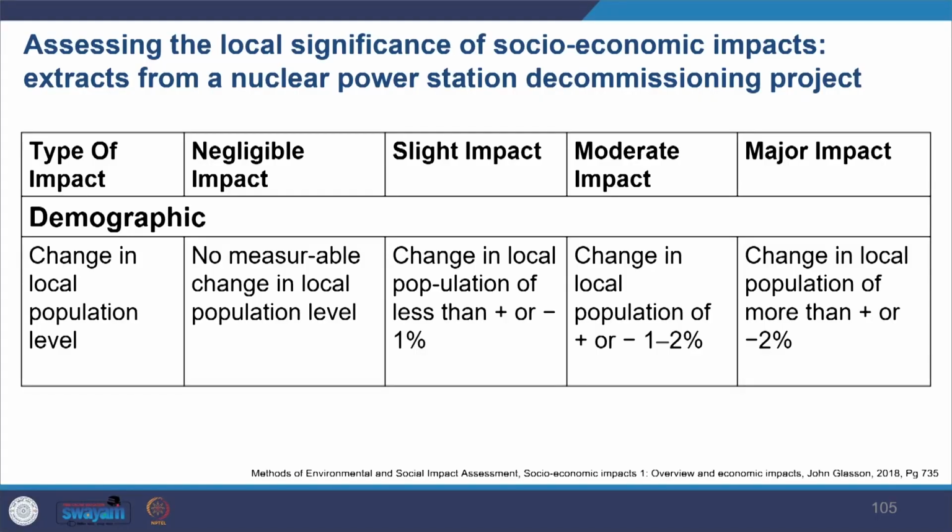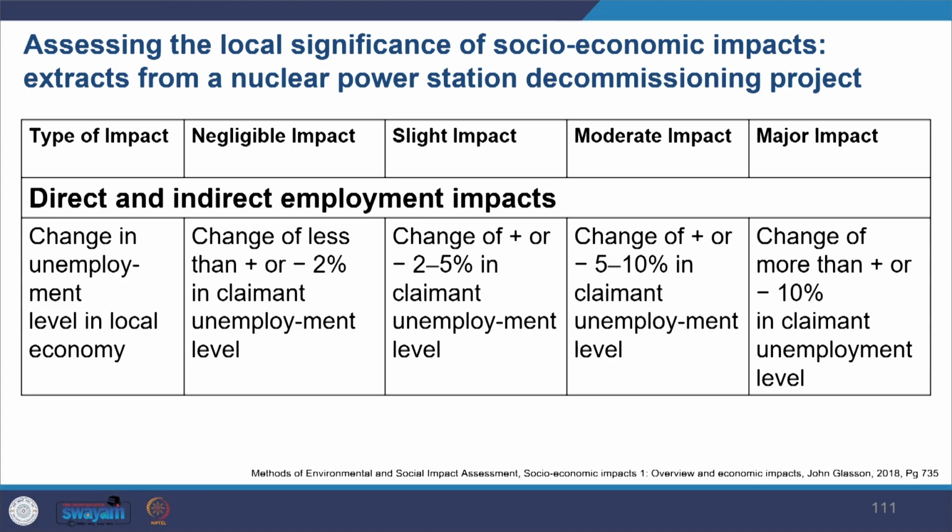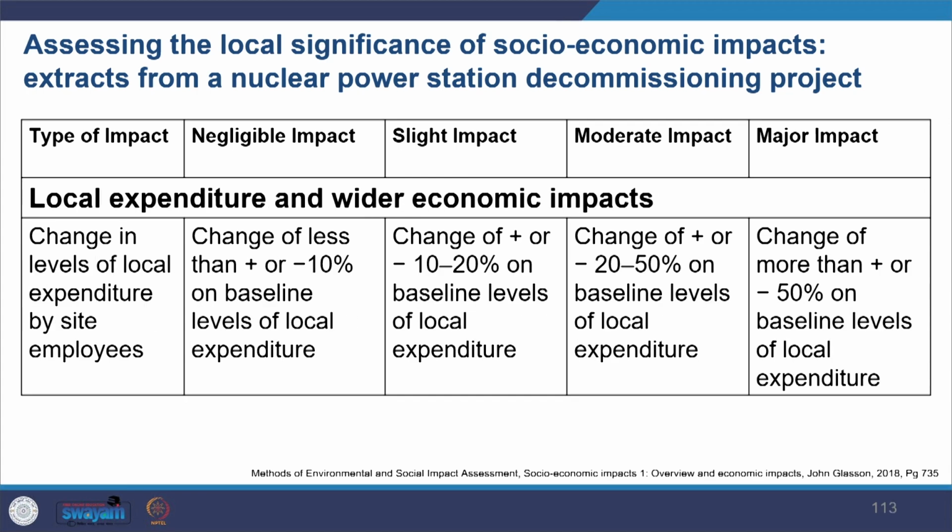You can look at another example here. You can see the change in local population level and a negligible impact, slight impact, moderate impact, major impact. So that's how you can make the judgment and look at it. That was what we saw in this. We majorly looked at the economic aspect, and in another part we'll look at the social aspect.